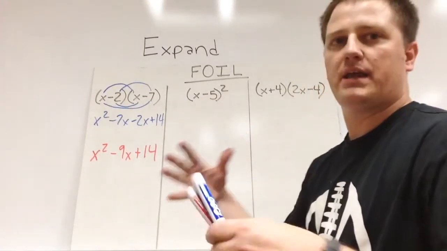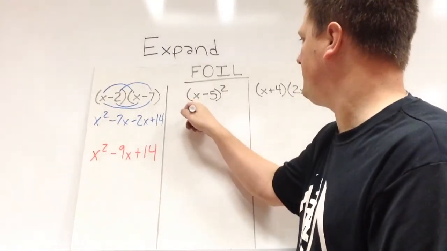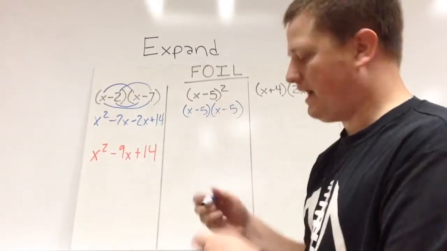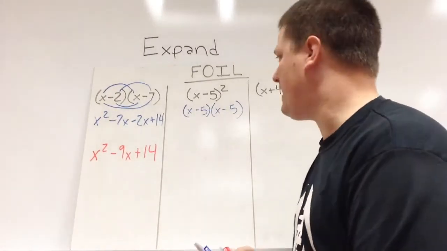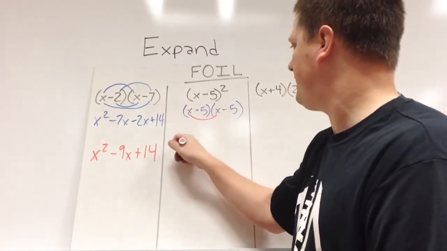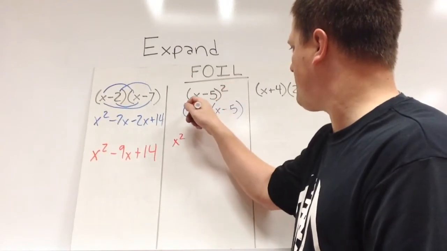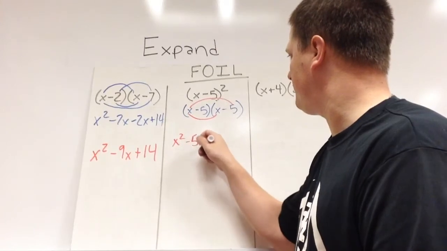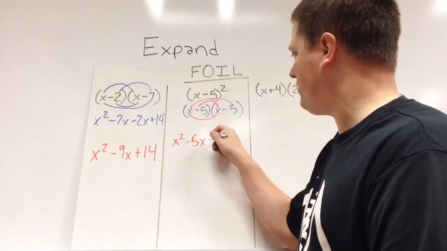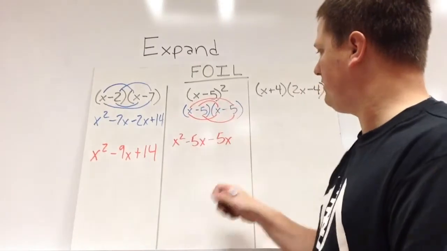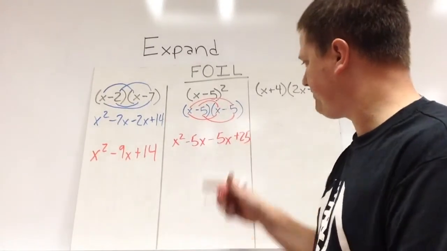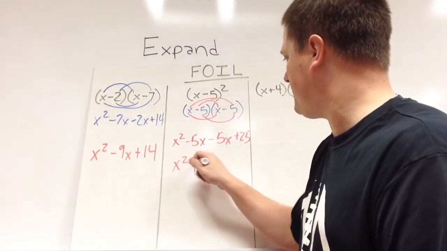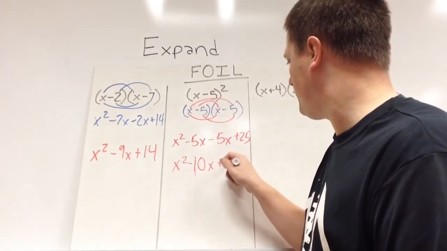Okay? In this one, again, we have to write it out first. x minus 5, x minus 5. And now we follow our first, inside, outside, last. So first, x squared, outside, x times negative 5, negative 5x, inside, negative 5x, and last, positive 25. So this one is x squared minus 10x plus 25.